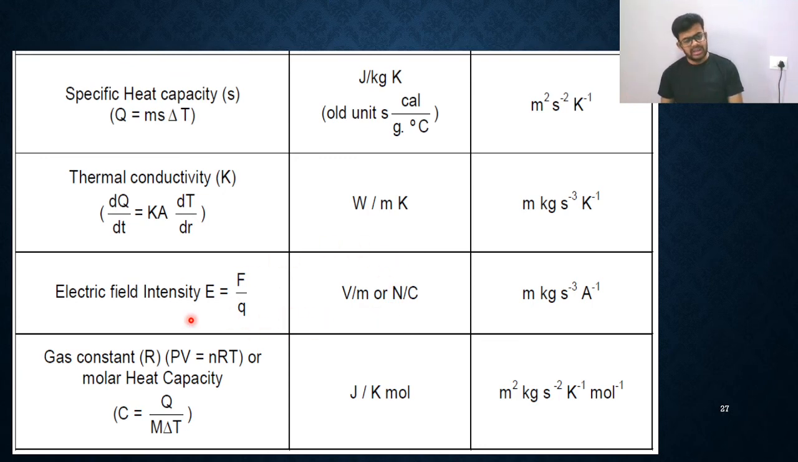Okay, last, the gas constant. All of you know PV is equal to nRT. P is pressure, V is volume, n is mole, R is gas constant, and T is temperature. So you need to find the unit of R. Pressure into volume, that is joule. So joule per mole per Kelvin. Whenever you get pressure into volume, its unit will be joule only. So this is the gas constant's unit. That's all you need to remember.